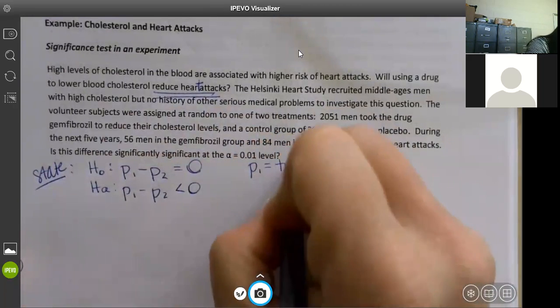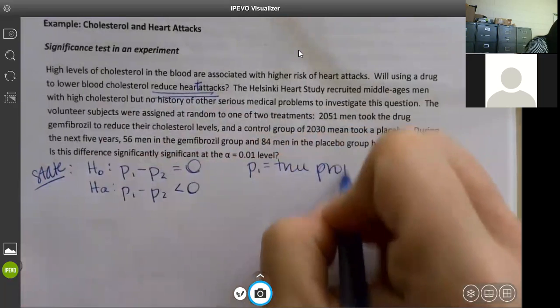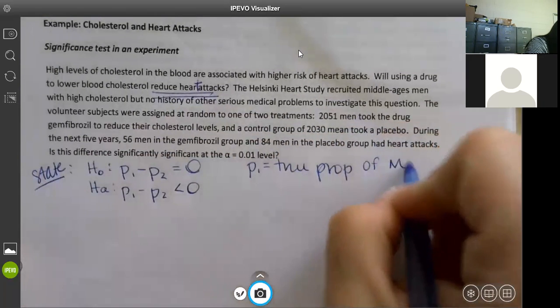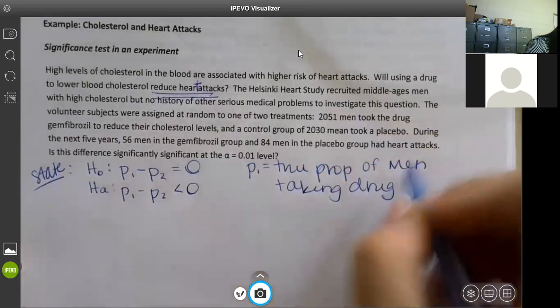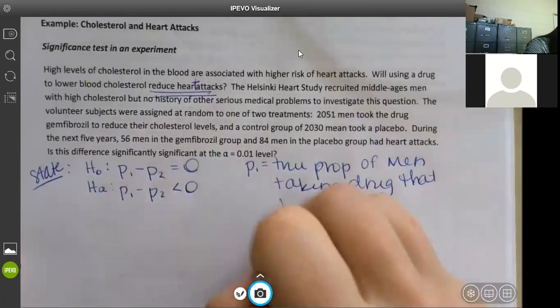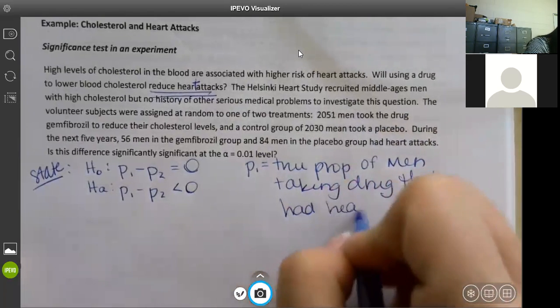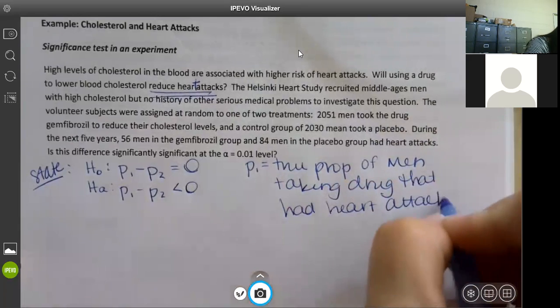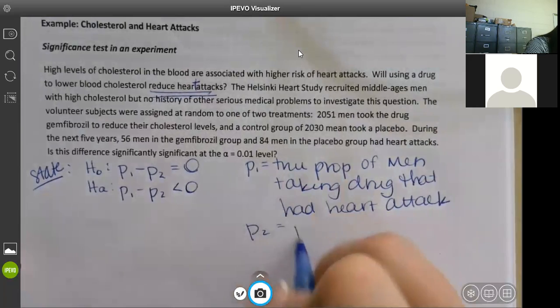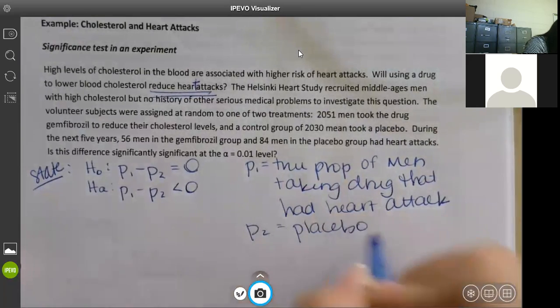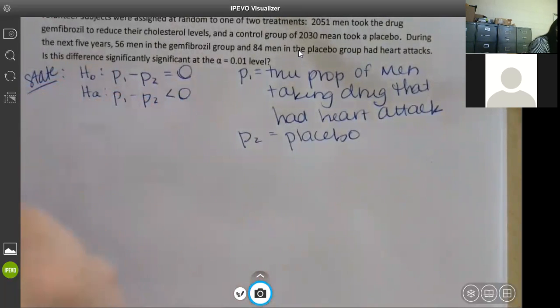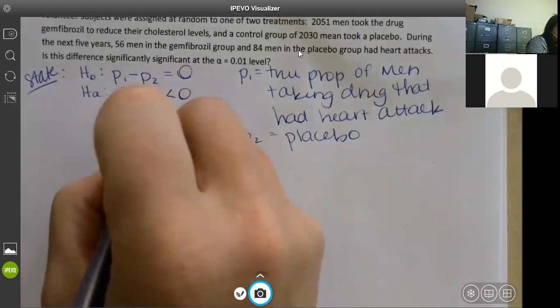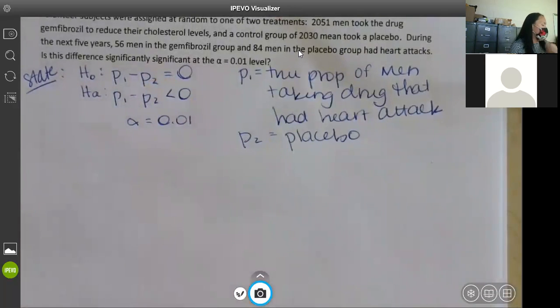All right, so what would P1 be? The true proportion of people taking the drug that had a heart attack. And P2 would be the same thing, but for the placebo group that had a heart attack. One more thing that goes in here: alpha. They changed your alpha on you on this one.